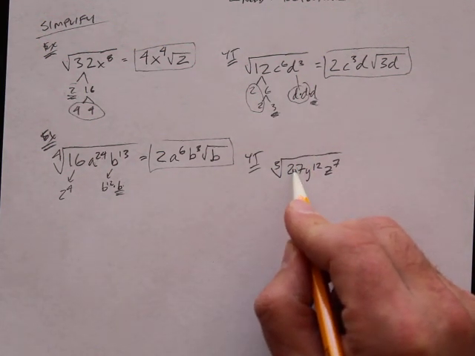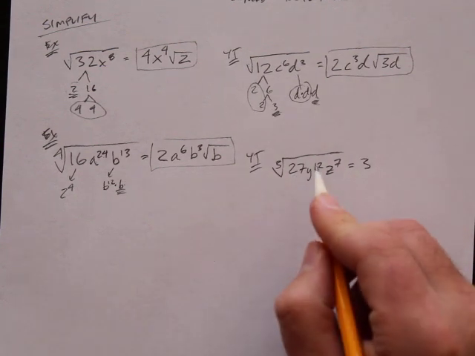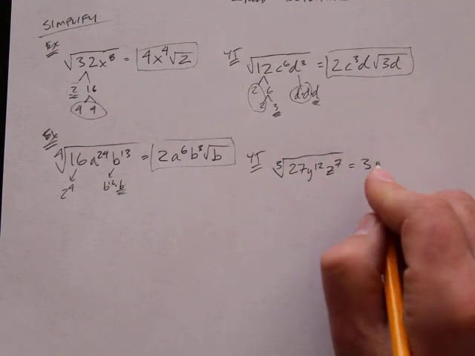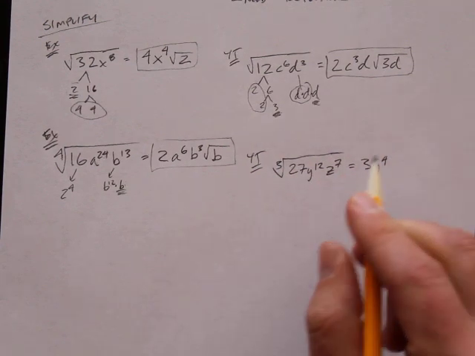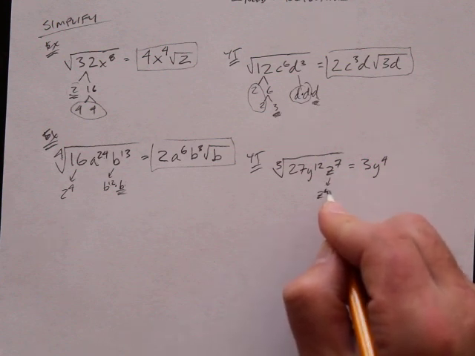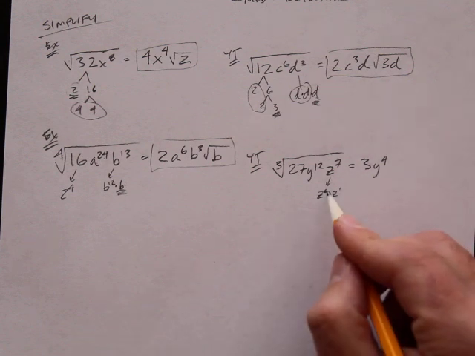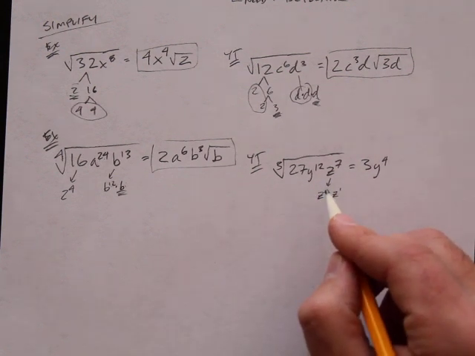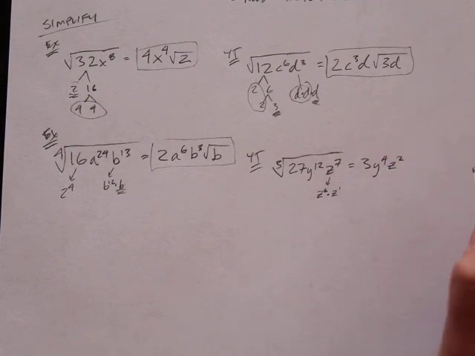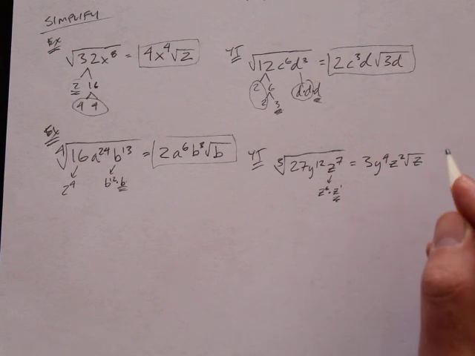All right, the third root of 27 is 3. The third root of y to the 12th is y to the 12 divided by 3, which is 4, y to the 4th. Now this z here, I'm going to rewrite this as z to the 6th times z to the 1st. So 6 divided by 3 is 2, so I've got z to the second power, and the z to the 1st is left over. Has to stay.